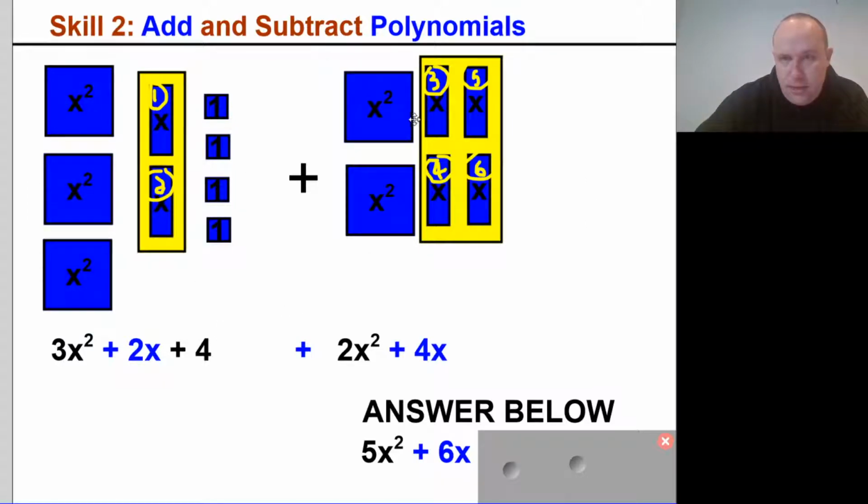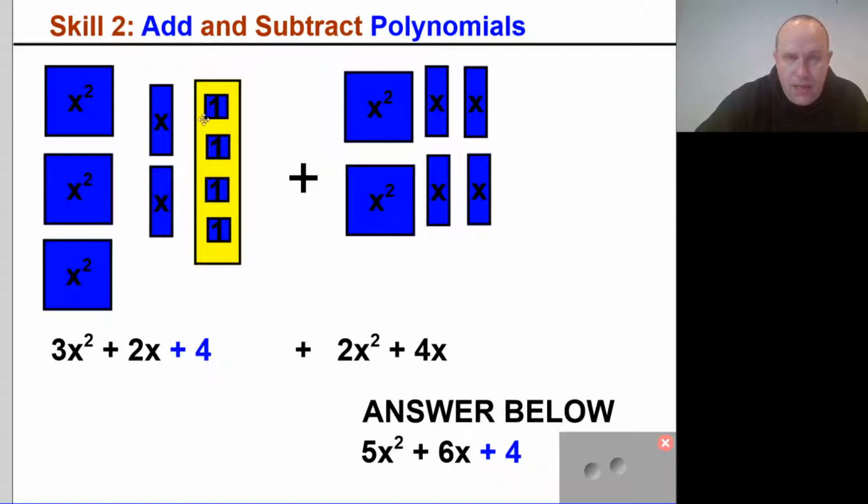So the rectangles, I've labeled with the x's here. I got 1, 2, and I'm going to add on 4 more. So 3, 4, 5, 6. So it gives me a total of 6x. And eventually, hopefully, we would just do positive 2, add positive 4 to give us that positive 6.